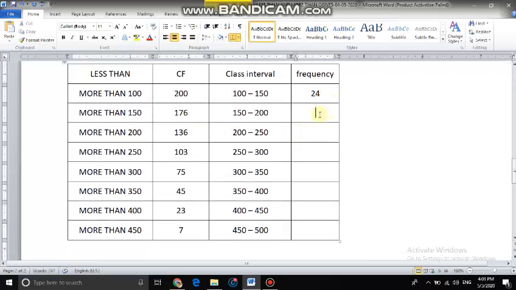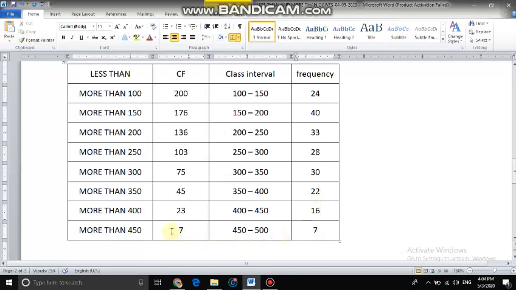Then here you will get 176 minus 136 is 40. Then 136 minus 103 is 33. 103 minus 75 is 28. Okay. Then 75 minus 45 is 30. 45 minus 23 is 22. 23 minus 7 is 16. And the last one is 7 minus nothing, so the last frequency remains the same.